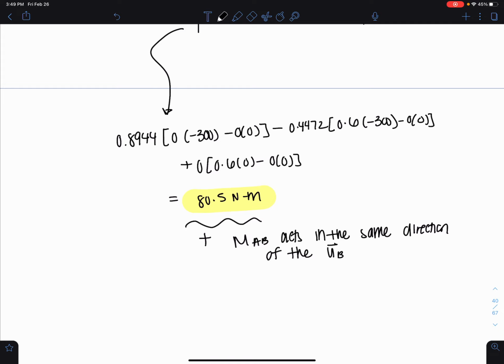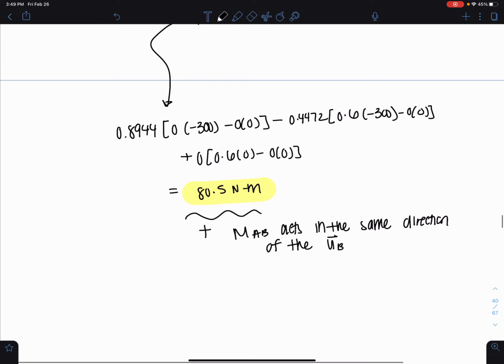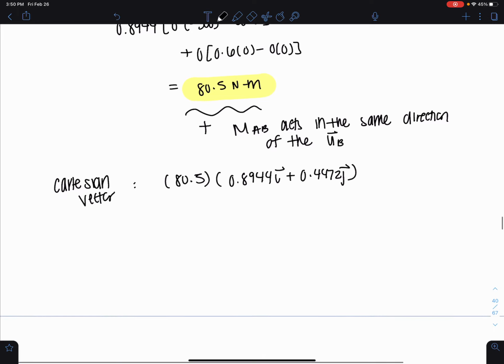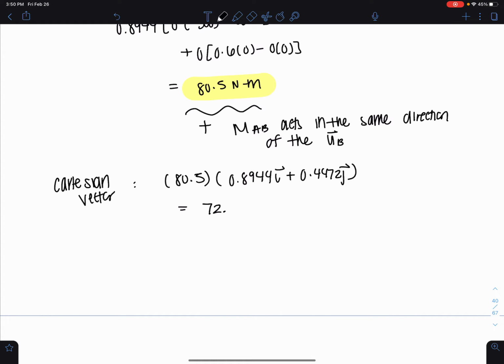Okay. Now, if I wanted to write MAB as a Cartesian vector, I can really easily do so by just taking the magnitude 80.5 and multiplying it by the unit vector, because that's in the same direction as MAB. And I end up getting 72 in the i, plus 36 in the j, and that's in Newton meters.